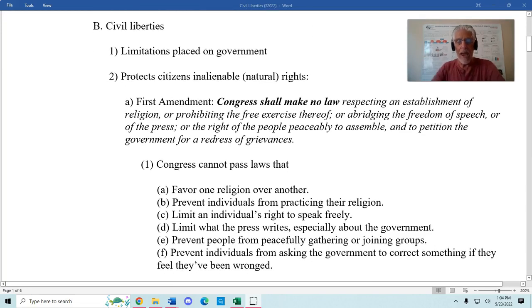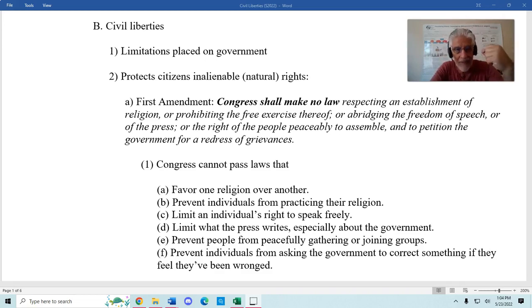And that last sentence, the right for people peaceably to assemble: the government can't prevent people from peacefully gathering or joining groups, right? I mean, you can't join a group that's going to be a terrorist group or trying to overthrow the government, but if people are gathering peacefully, the government is not supposed to limit that. And the last part, "and to petition the government for redress of grievances": Congress cannot prevent individuals from asking the government to correct something if they feel they've been wronged in some kind of way. This is all in the First Amendment.